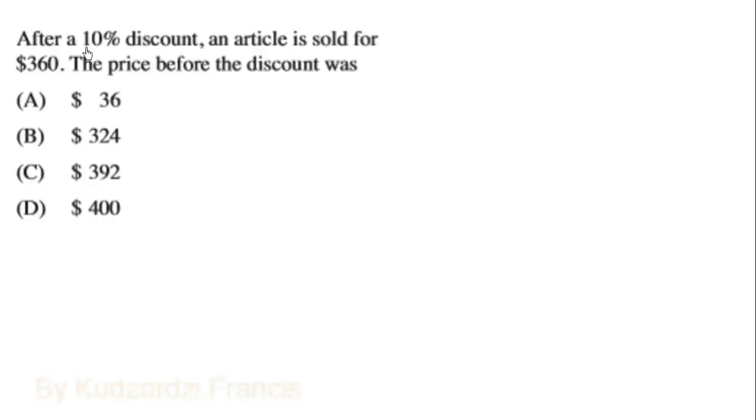After a 10% discount, an article is sold for $360. The price before the discount was. So to do this, we can let the original price be X.